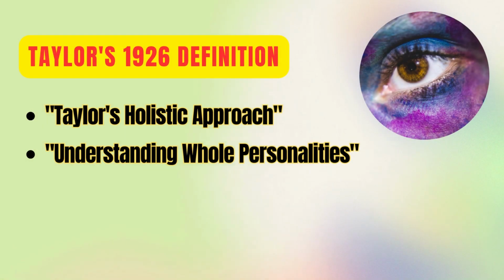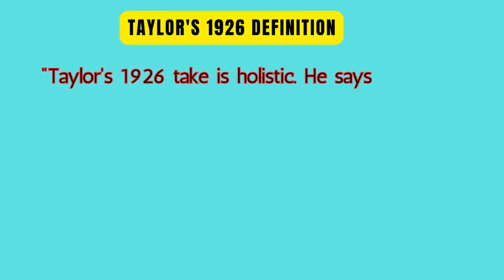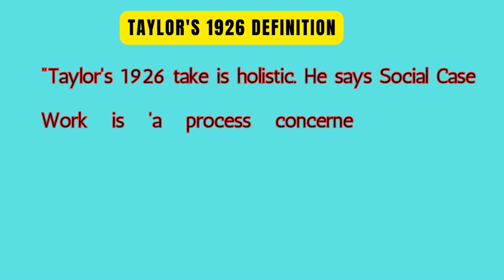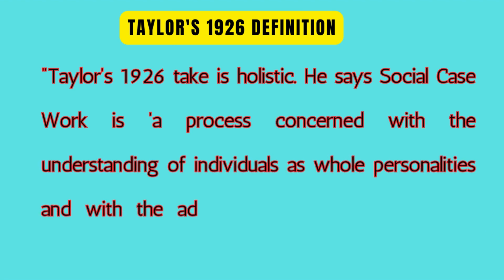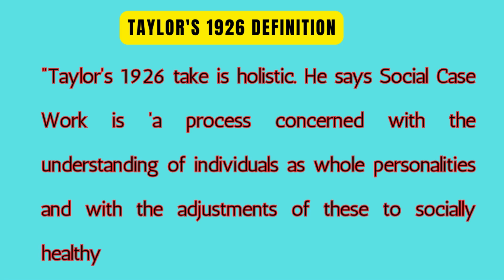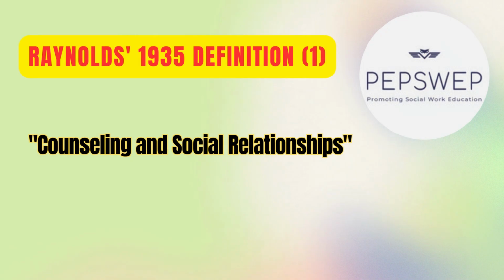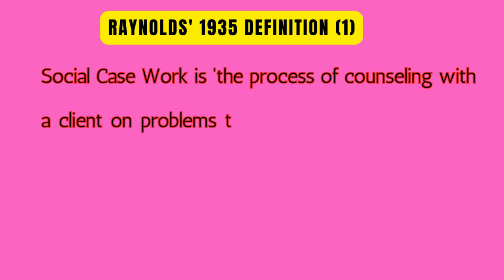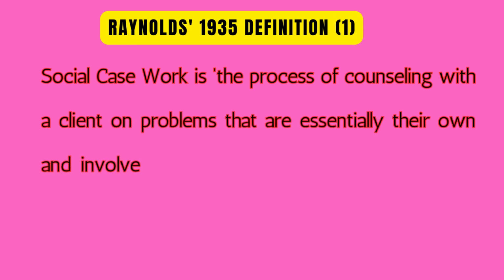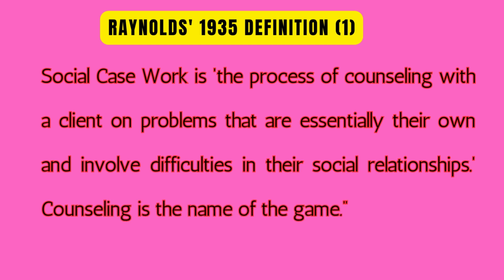Taylor's 1926 take is holistic. He says social case work is a process concerned with the understanding of individuals as whole personalities and with the adjustments of these to socially healthy lives. Holistic understanding is the key. Now, Reynolds in 1935 offers insight. According to him, social case work is the process of counseling with a client on problems that are essentially their own and involve difficulties in their social relationships. Counseling is the name of the game.